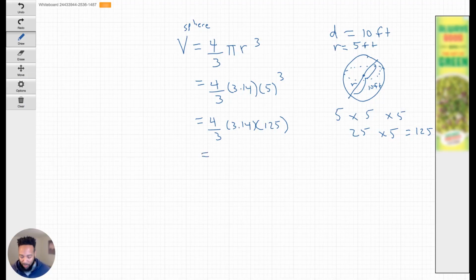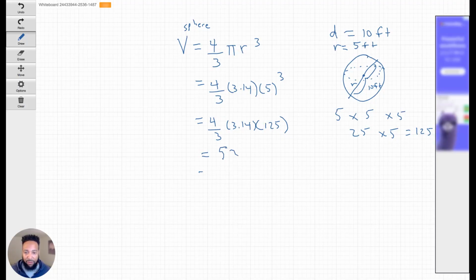So in our calculator, we have 3.14 times 125 times 4 divided by 3 equals 523.33. Let me draw that a little bit better. 523.33. And say that was in feet, so it would be feet cubed.